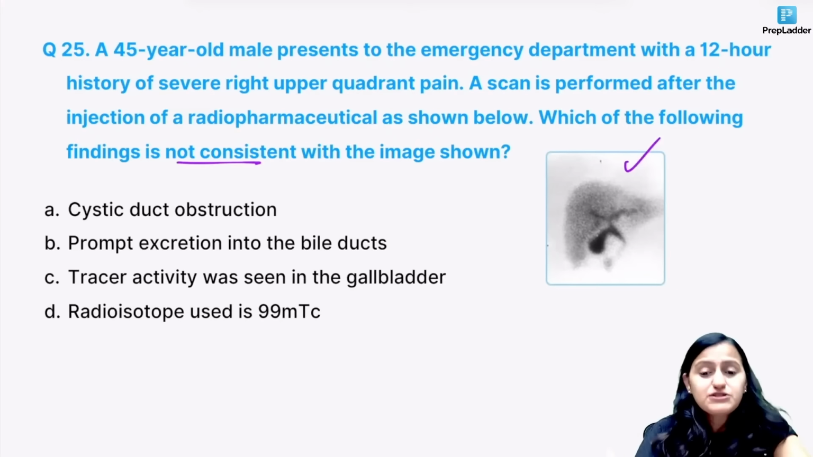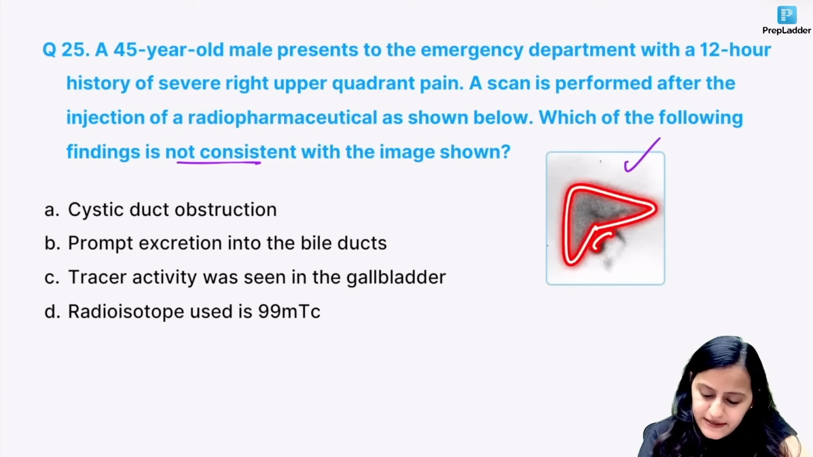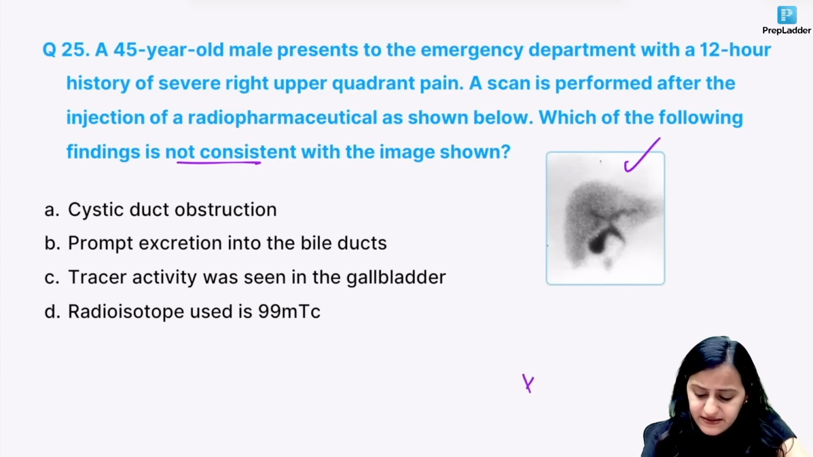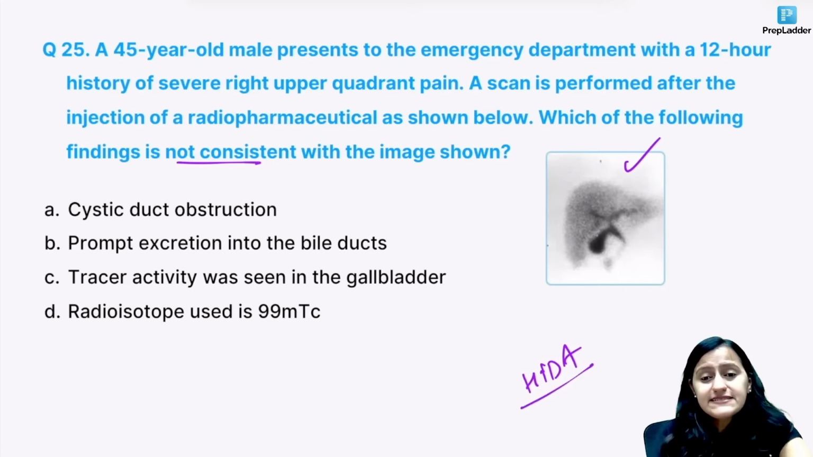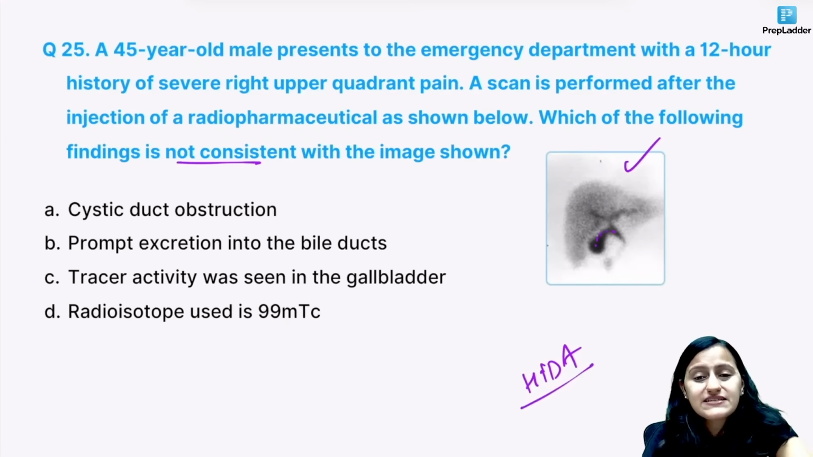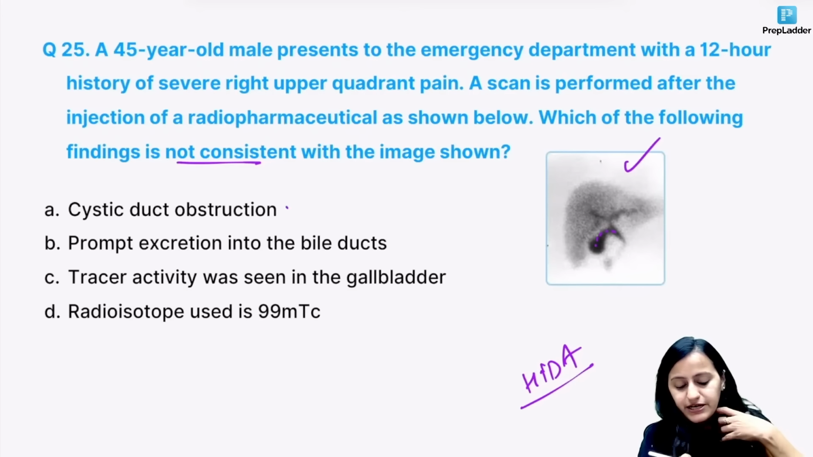Next one, which of the following is not consistent with the image shown? In this image you can see the liver, gallbladder, and bile duct. This is the nuclear scan for the biliary tract, that is the HIDA scan. Is there cystic duct obstruction? No, right? If there was that obstruction, you would not have seen the gallbladder as well. So which of the following is not consistent? Cystic duct obstruction is not there.